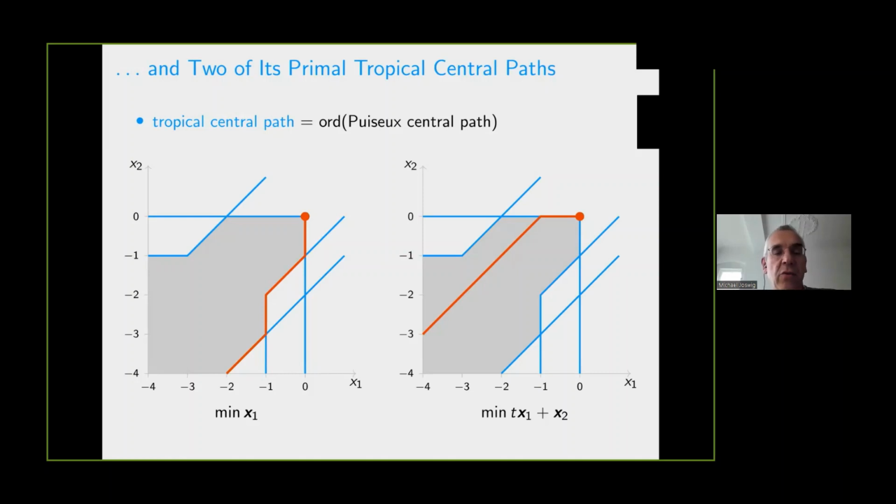And this is how it looks in this case, for the example that you just saw before. Depending on which optimization function you want to optimize, the analytic center is always at the upper right. If you want to minimize x1, then this red curve going along the boundary is the central path. If you want to minimize t times x1 plus x2, then you go a little bit along the boundary, but in the other direction, and then you go through the interior. This tropical central path is the key geometric player to study the complexity of this class of algorithms, and it is also relevant for studying the curvature of this thing.